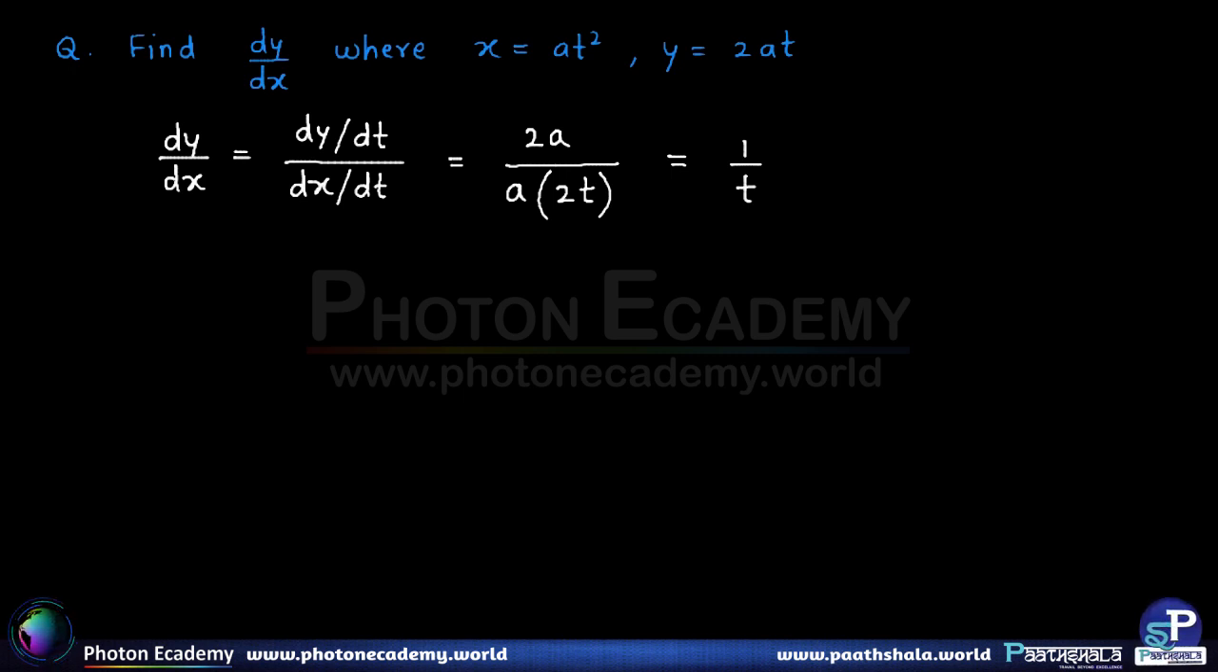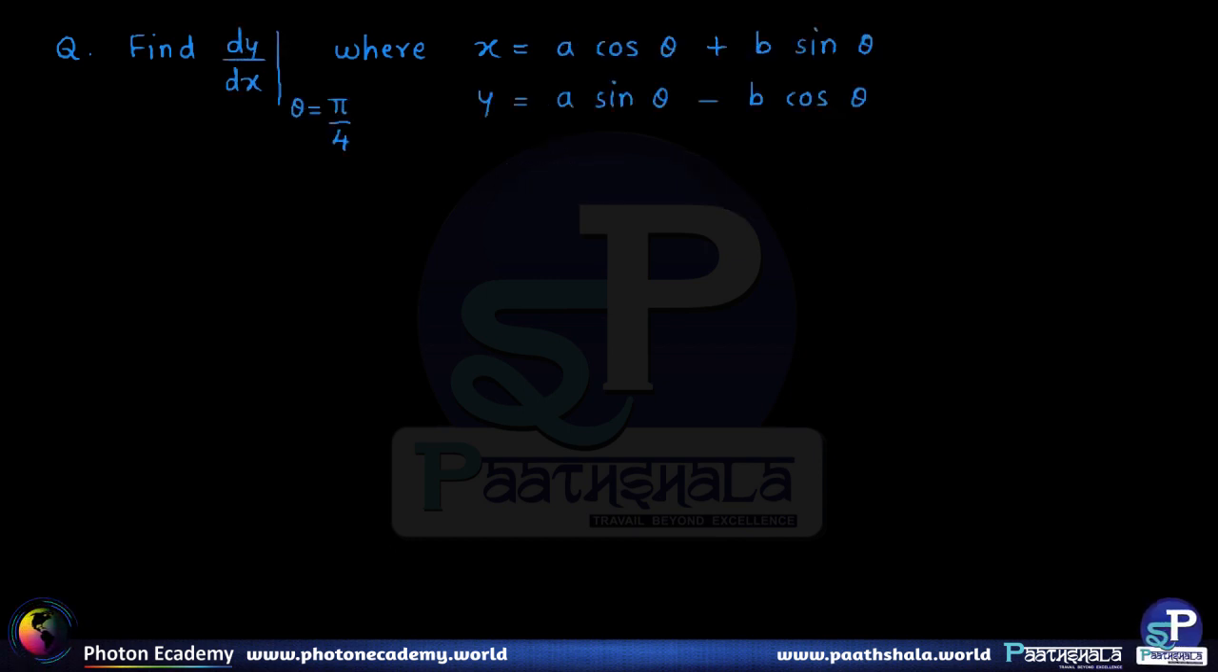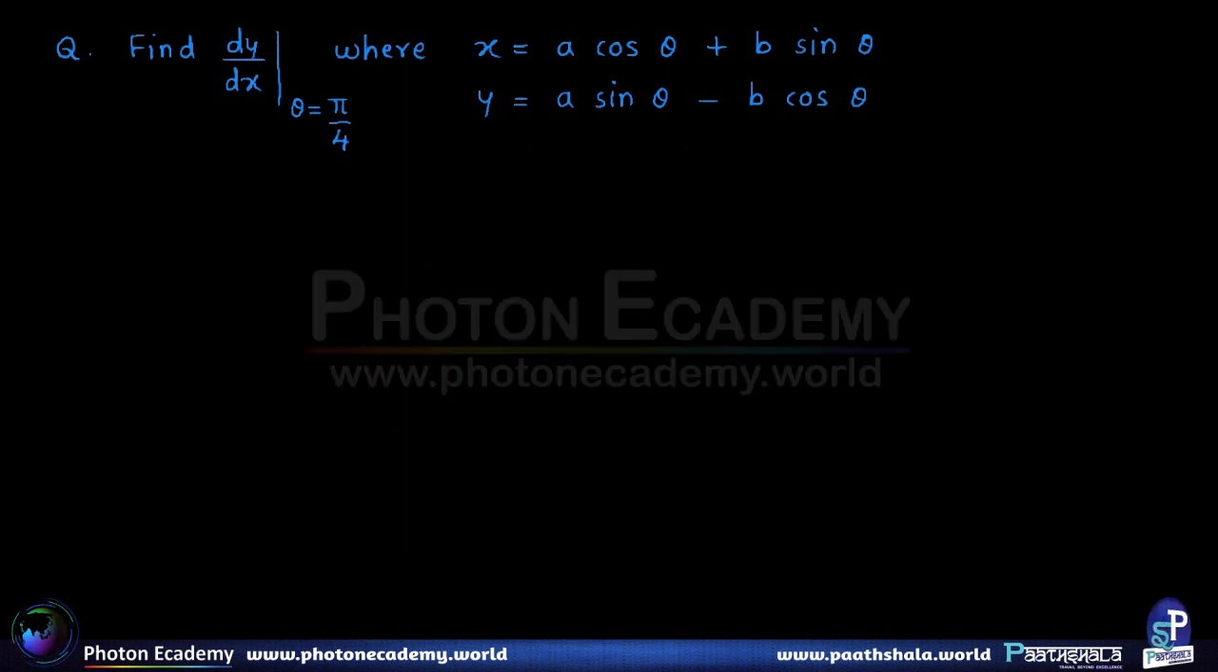Now it will be interesting to note that the derivative of y with respect to x is also expressed in terms of the parameter t only. Right. Let us go ahead and see another question. Now this is a slightly different variety. Find dy by dx at theta equal to pi by 4 where x and y are given as shown here. So x is a cos theta plus b sin theta and y is a sin theta minus b cos theta.